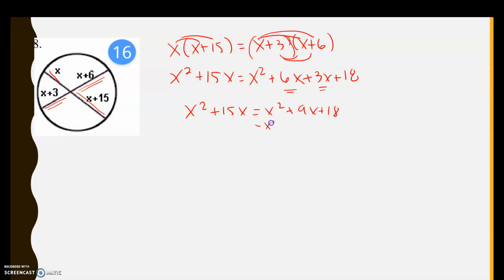I have x squared on both sides, so I'm going to subtract x squared. So these guys go away. And I'm also going to subtract 9x from both sides. So this goes away. And I'm going to be left with 18 on the right side. And 15x minus 9x is going to give me 6x. Divide both by 6. So x is equal to 3.